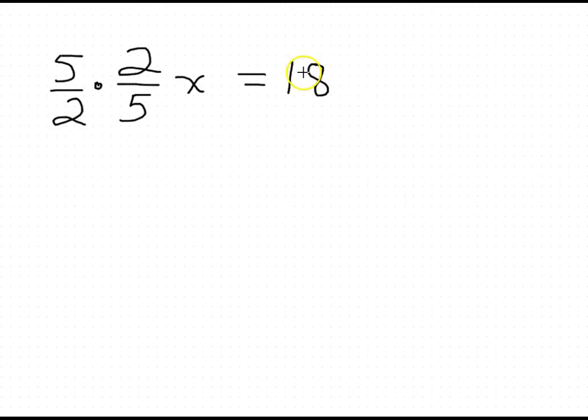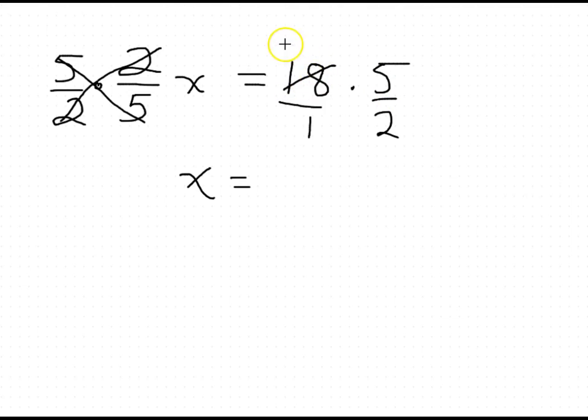Remember, what you do to one side of the equation, you have to do to the other side. So when we do this, 5 goes into 5 once, 5 goes into 5 once, 2 goes into 2 once. You're left with just 1x, or just x. Over here, we make 18 into a fraction by putting a 1 underneath it, and we can use the rules of reducing fractions. So I can reduce 18 over 1 times 5 over 2, by using 2 to reduce. So 2 goes into 18 9 times, 2 goes into 2 once. I'm left with 9 times 5 is 45.